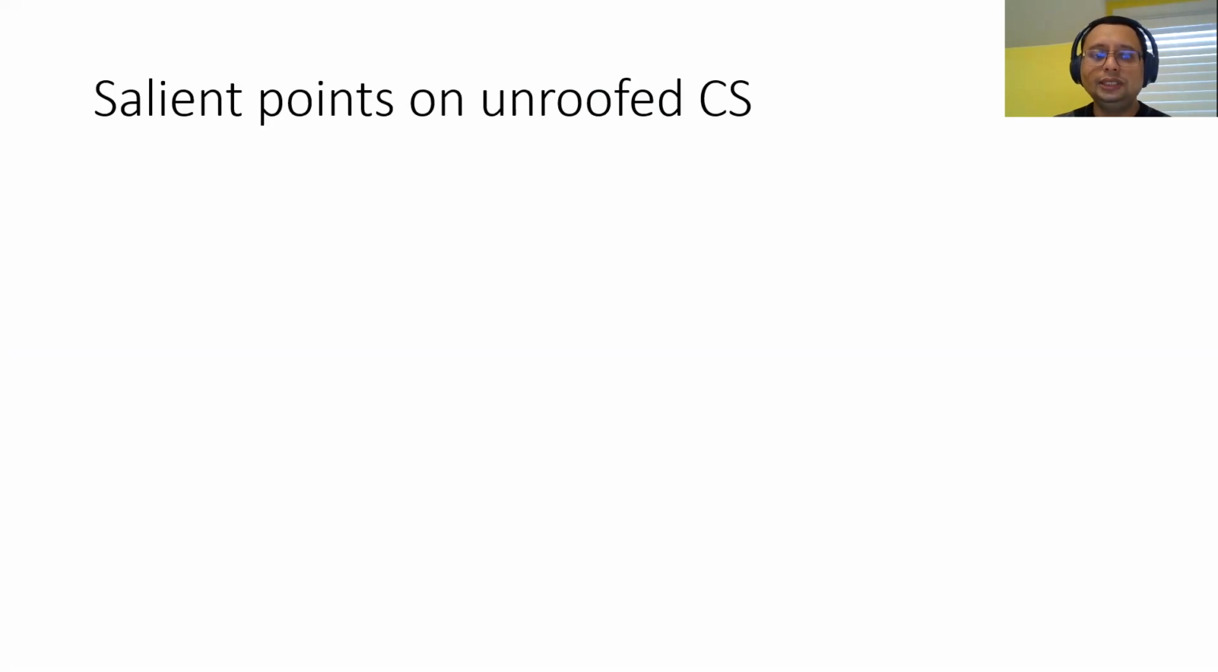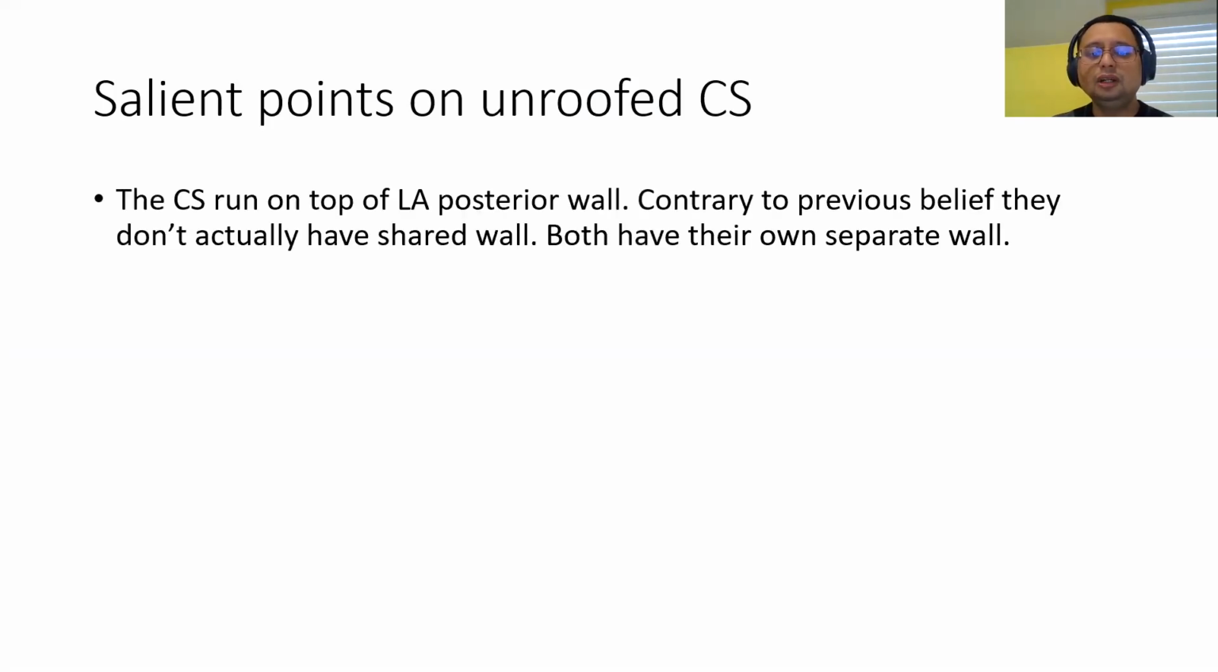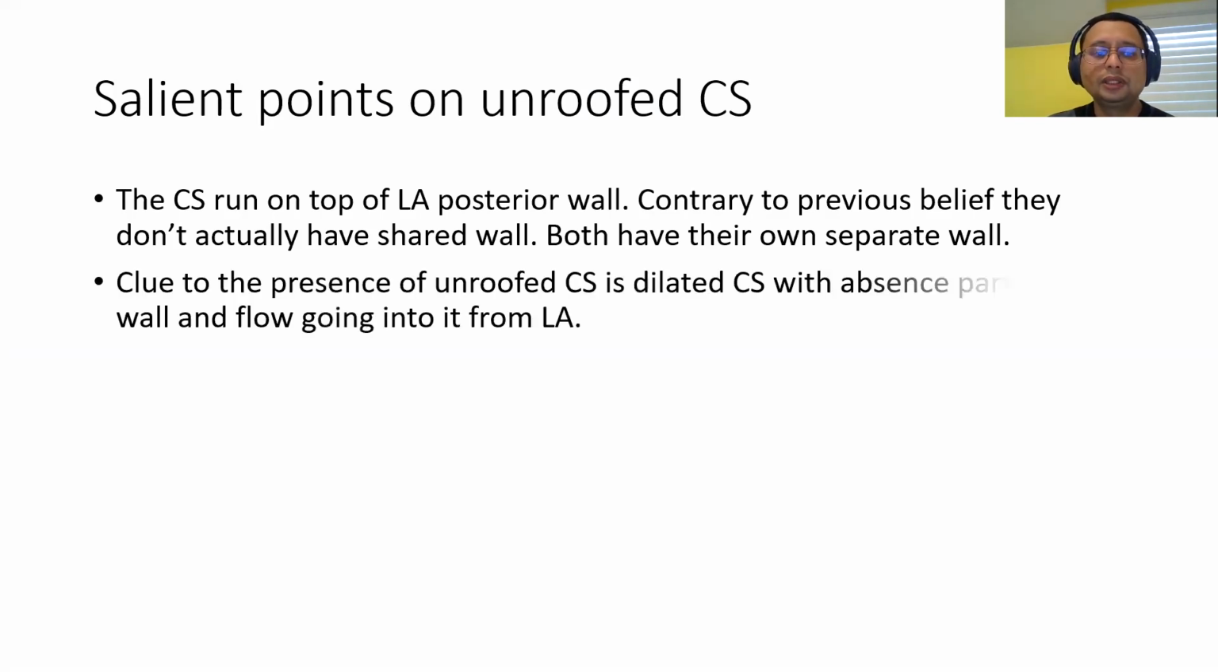Salient points on unroofed CS. The CS runs on top of the LA posterior wall. Contrary to previous belief, they don't actually have a shared wall. Both have their own separate wall. The clue to the presence of unroofed CS is a dilated CS with absence of part of its wall and flow going into the LA.